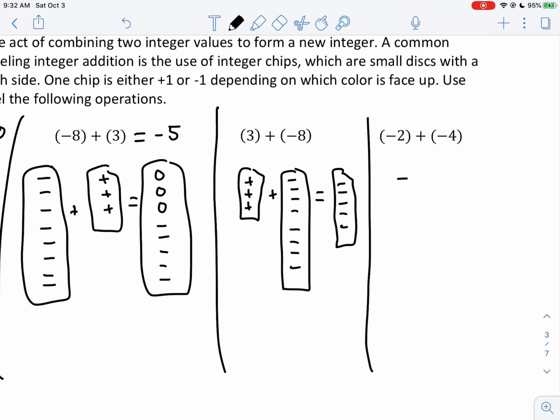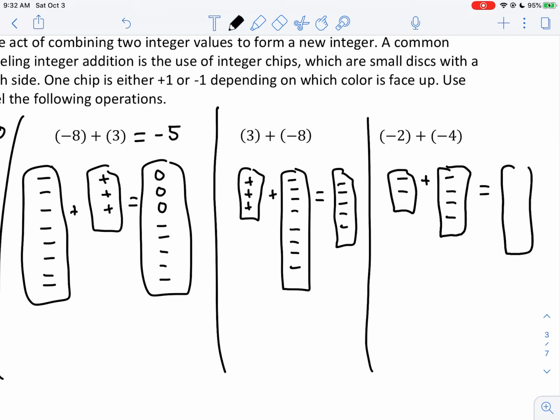So a representation of this would be we have a -2. We're combining that with a -4. Oops, I don't know why I put it. There we go. And when we combine those together, we just have 6 negatives now. 1, 2, 3, 4, 5, 6. So this supports that we have -6 as a result. And I forgot to put the -5 there.